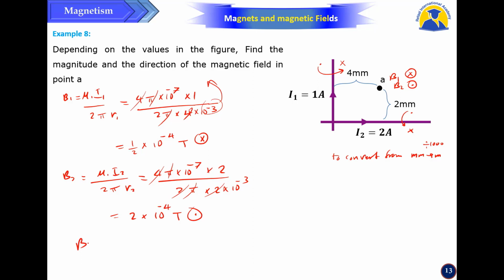So now B at point A will equal B2 minus B1, which equal 2 multiplied by 10 power minus 4 minus 0.5 multiplied by 10 power minus 4. So the answer will be 1.5 multiplied by 10 power minus 4 Tesla. And the direction of magnetic field is with the highest. The highest is B2, so the direction will be dot.